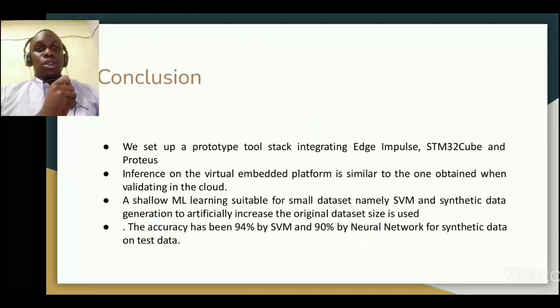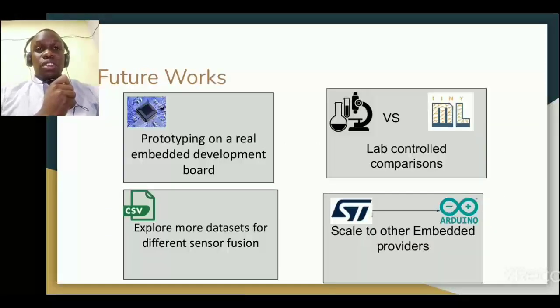So in conclusion, we set up a prototype stack integrating Edge Impulse, STM32Cube, and Proteus. The inference on the virtual embedded platform is similar to the one obtained on validation in the cloud. Shallow machine learning, namely SVM, is suitable for small datasets, and synthetic data generation was used to artificially increase the original dataset. The accuracy has been 94% for SVM and 90% for the neural network for synthetic data on test data. Future work will involve prototyping on a real embedded development board, as we had started with Arduino BLE. So we are also scaling from STM Cube to other embedded providers such as Arduino.